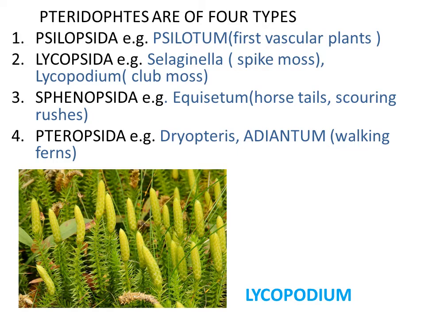So pteridophytes are of four types. First is Psilopsida, second is Lycopsida, third is Sphenopsida, and the fourth is Pteropsida. See, the example of Psilopsida is Psilotum, which is the first vascular plant. Next, Lycopsida, an example is Selaginella, also called spike moss. Second is Lycopodium, called club moss. Third, Sphenopsida. Examples are Equisetum, which is also called horsetail, and scouring rushes.